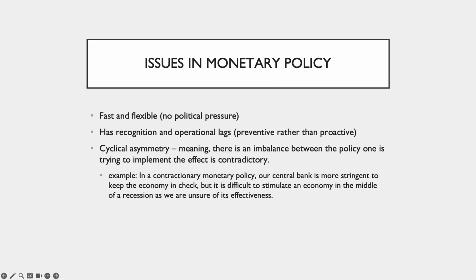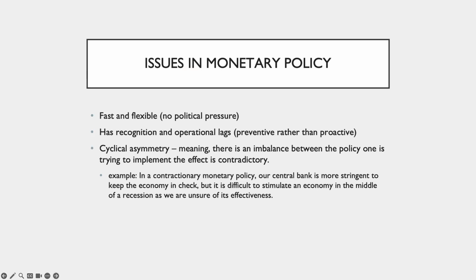But to end our lesson for today, let's not forget to tackle the issues in monetary policy. First, monetary policy is fast and flexible because it does not lie with the executive branch. It lies within the central bank. So there's no political pressure. It's fast, it's flexible, so it means that it's immediately actionable.